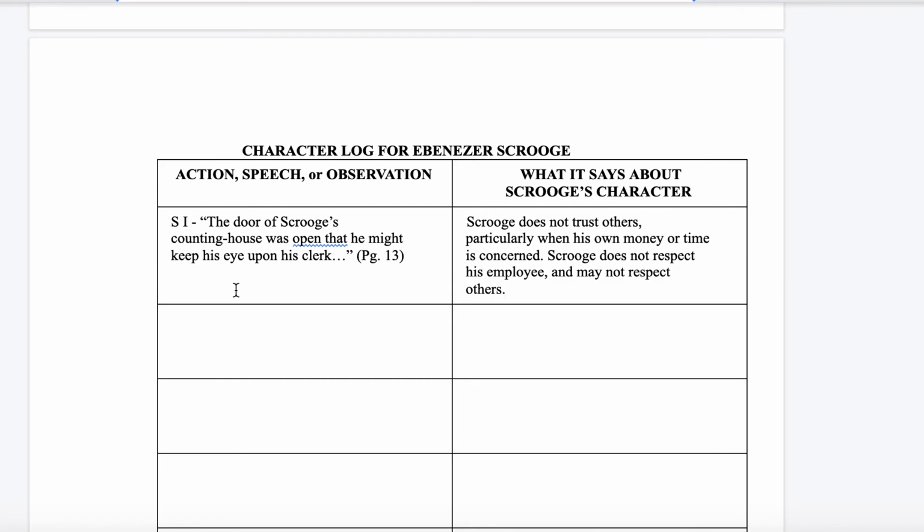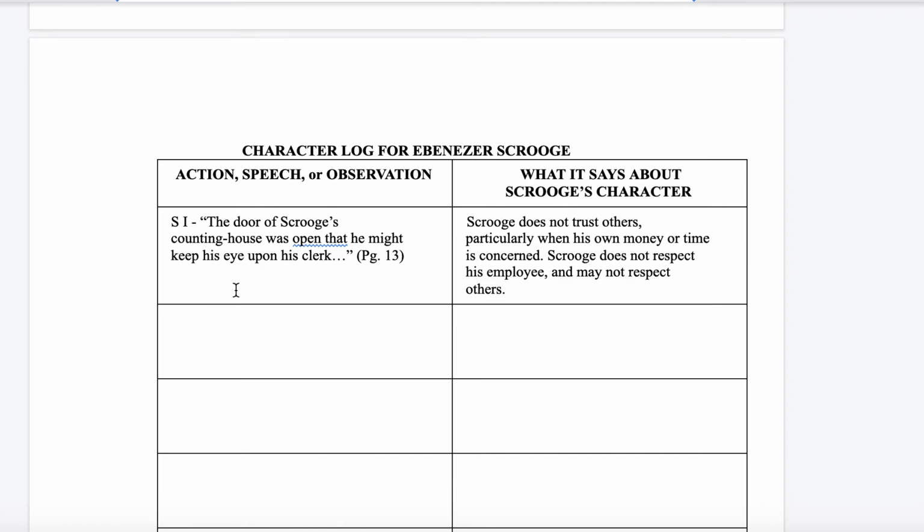He is particularly untrustworthy when it comes to his own money or his time. Okay. In Scrooge's mind, he thinks that if my worker takes a 10-minute break, then I am not required to pay him for that 10 minutes where he takes a break. So I can deduct that portion from his weekly salary and not have to pay him for that.